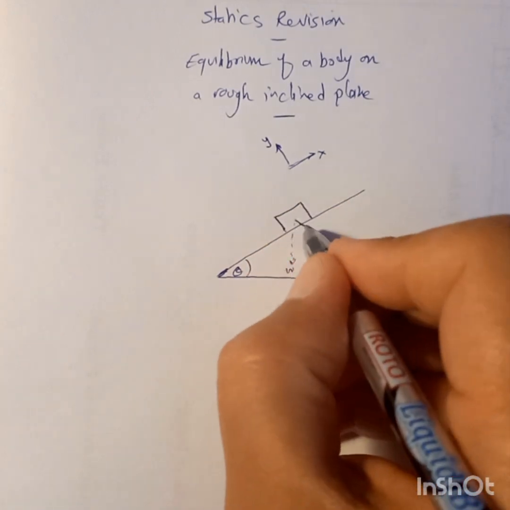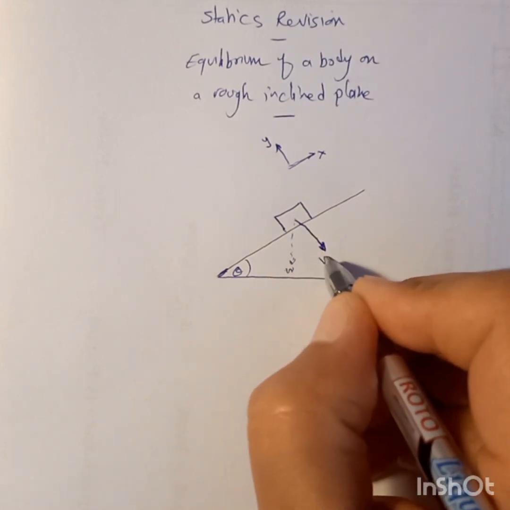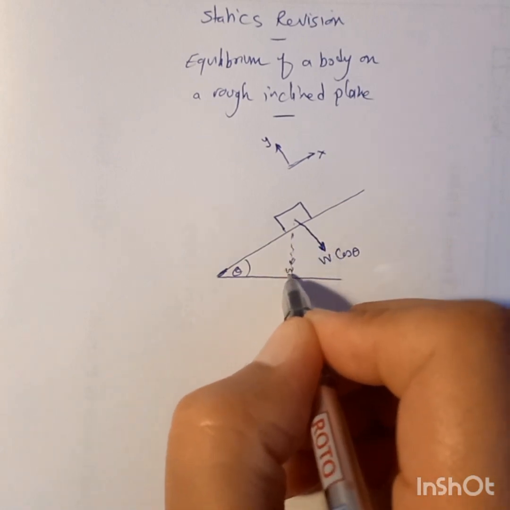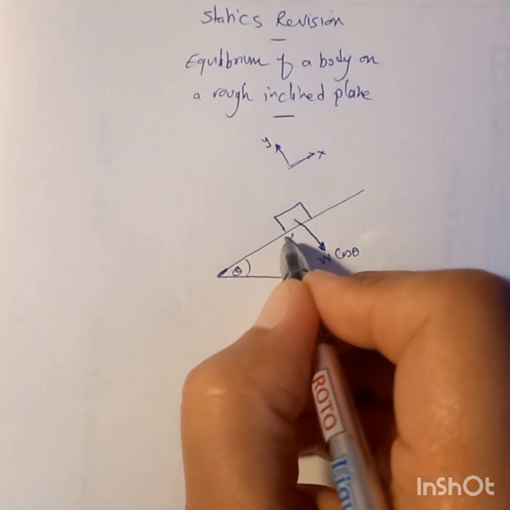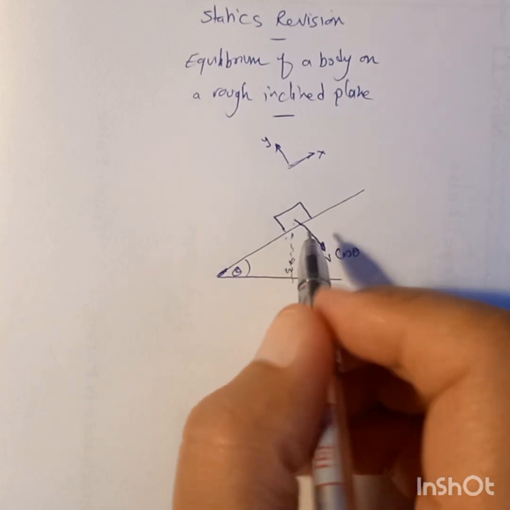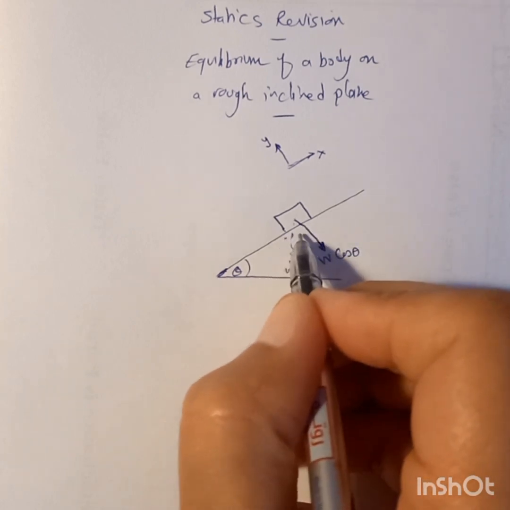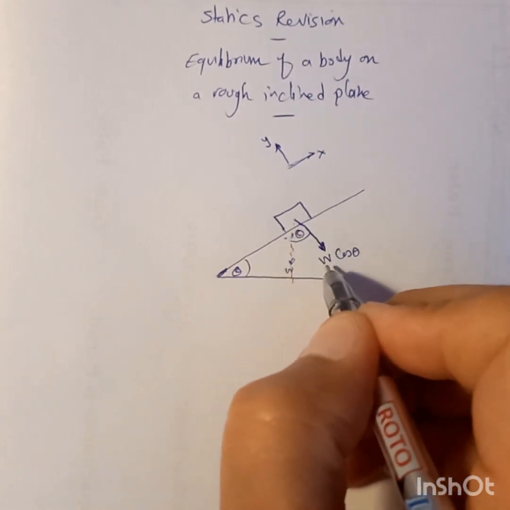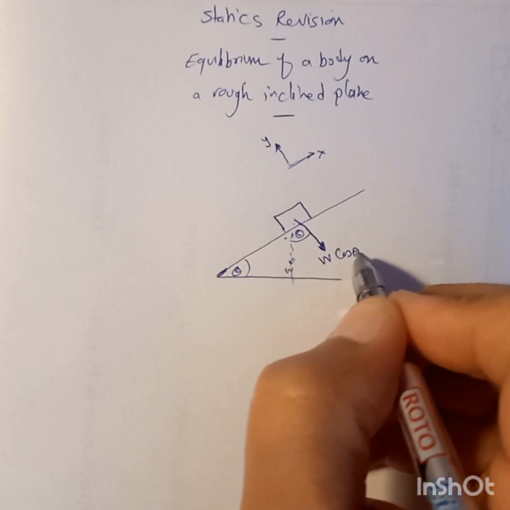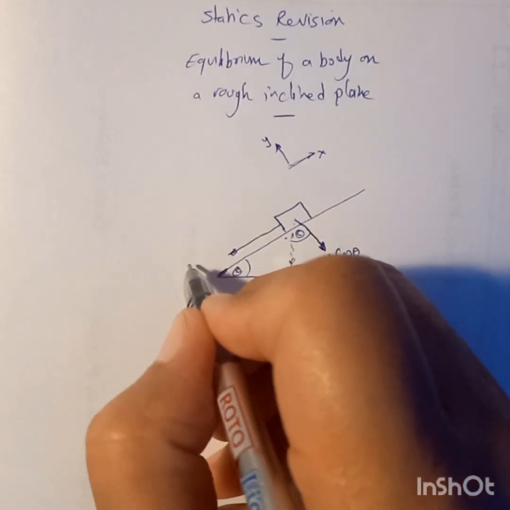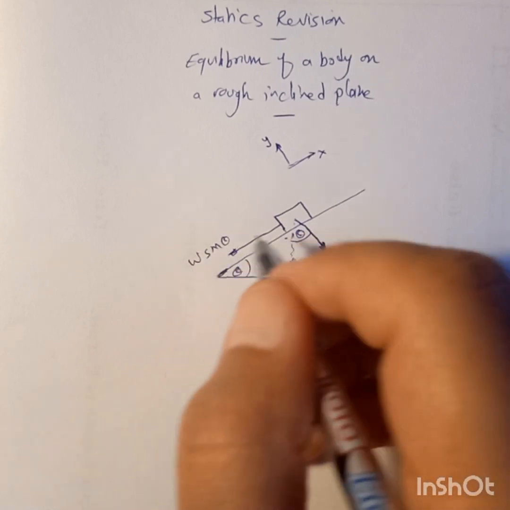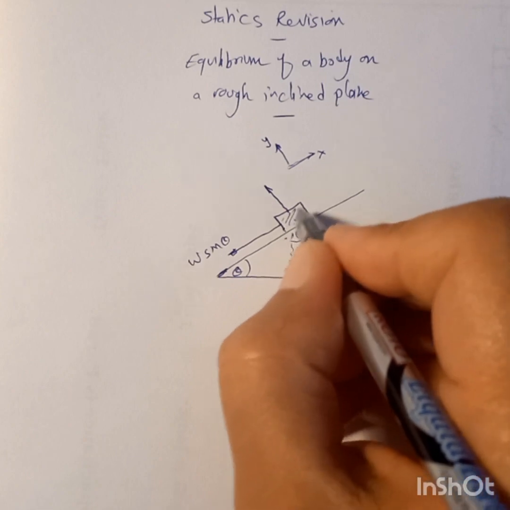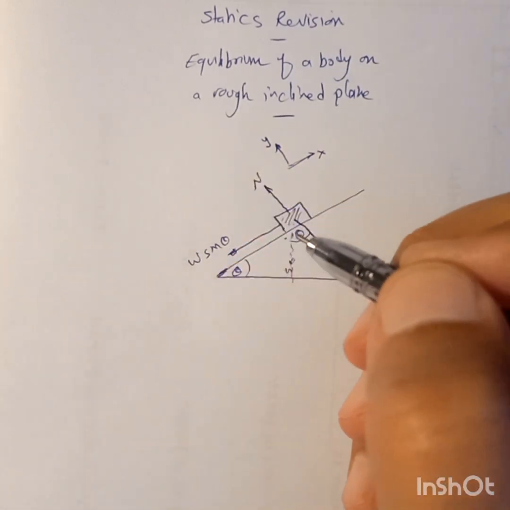Here we have the component W cosine theta. As this plus this equals 90, and this one and this one equals 90, then this angle is theta as well. Then in this direction we have the component of the weight W cosine theta, and in this direction we have W sine theta. Also we have the normal reaction force N of the inclined plane on the body, in the y direction.